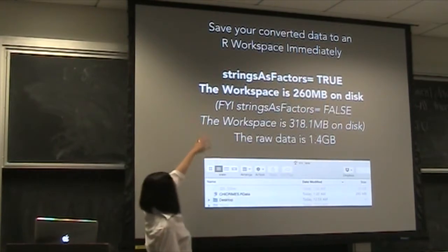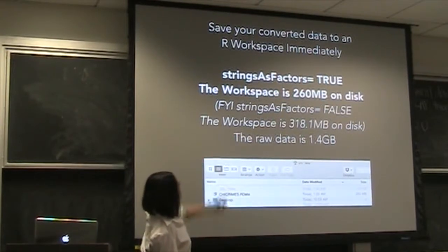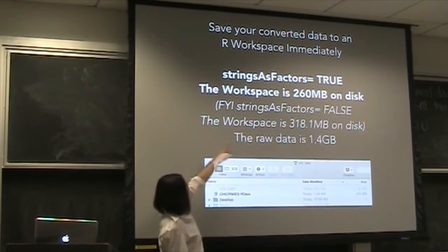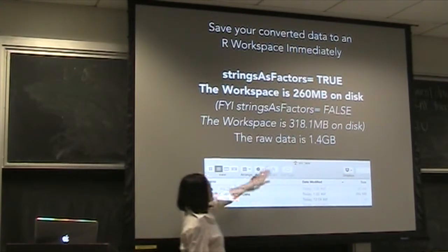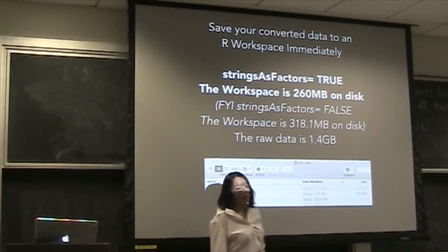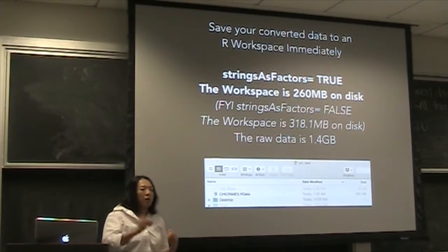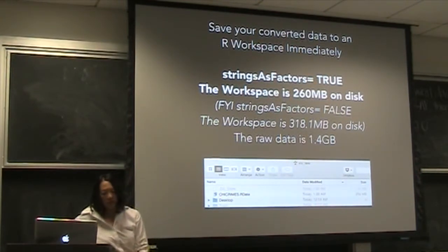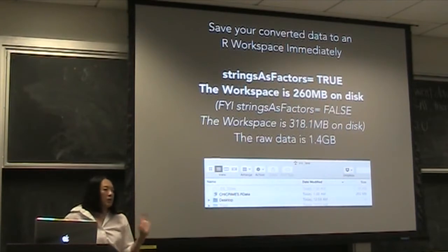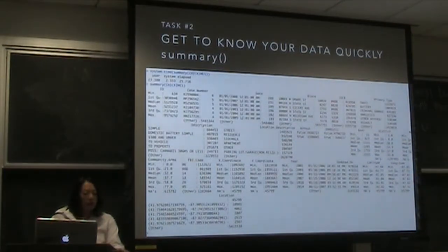Now, it's been saved to disk using that save function. A couple of notes here. Strings as factors equals true: the workspace is 260 for me. If we had used my favorite, strings as factors equals false, the workspace is 318 megabytes. So that may matter for some of you. That may be the difference between the computer crawling when you're trying to do something and it being responsive, because it's a significant drop. It's just because characters take more space. So I'm saying it's got to be factors, and you've got to know how to manipulate the factors well that night.